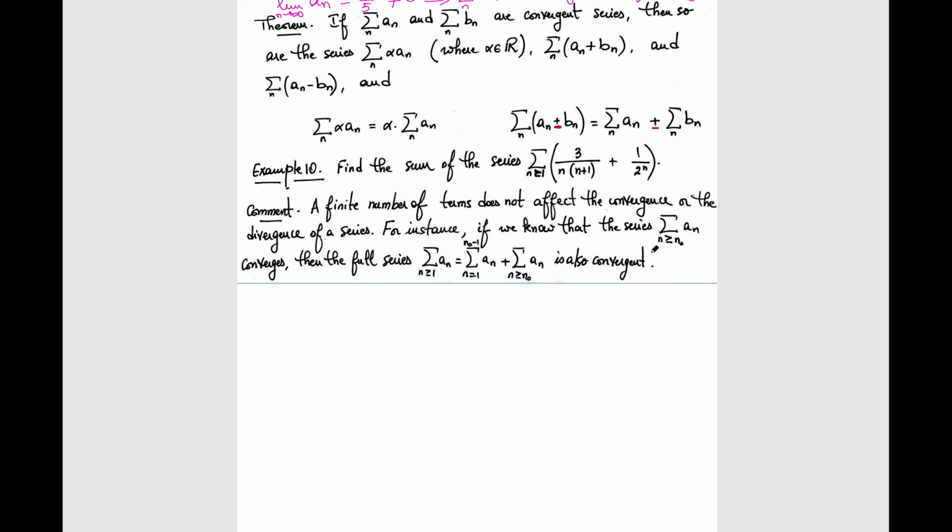So I'm going to summarize it like this. I'm going to think about this as the tail of the series. If the tail of the series is convergent, meaning from some rank onward that series is going to converge, then the full series is also convergent, because the difference between the two is only finitely many terms. Okay. All right, so this is the last comment, and this is the end of this section.